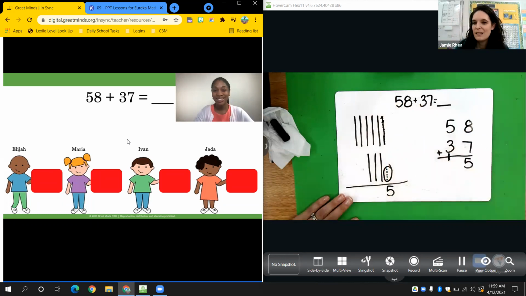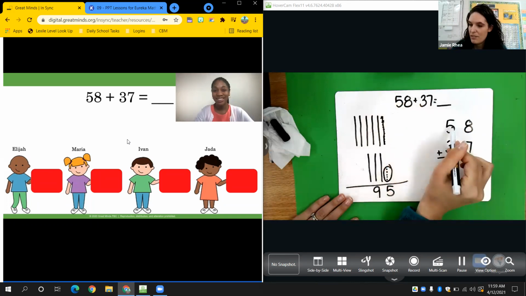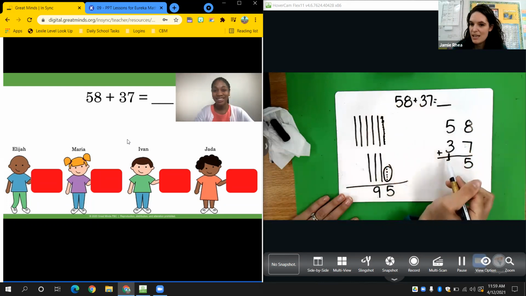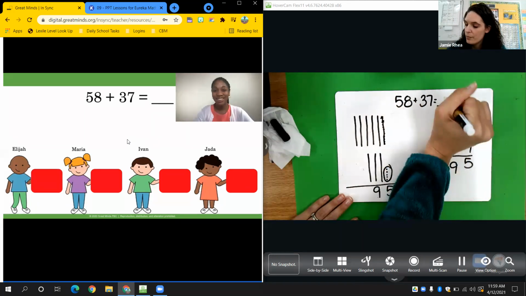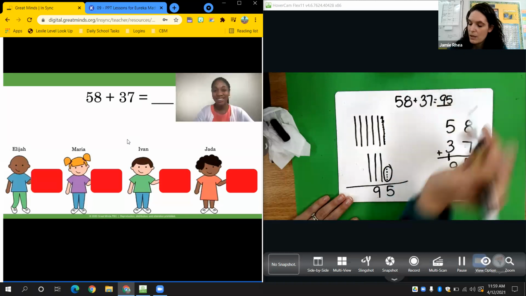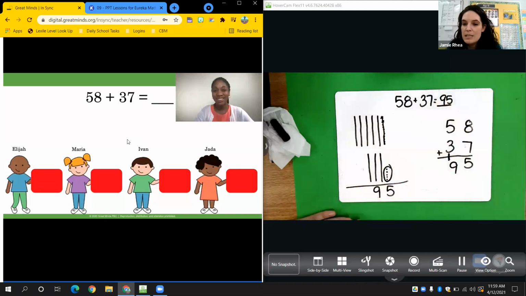Okay. So now I can count my 10s. 5, 6, 7, 8, 9. If you need more time, please press pause to finish solving yours out. Or if you are doing it a different way and you need more time, push pause. Either way, you should have the answer 95. I'm going to go ahead and hit play. If you need more time, you can pause.